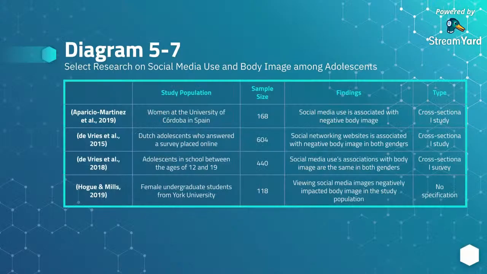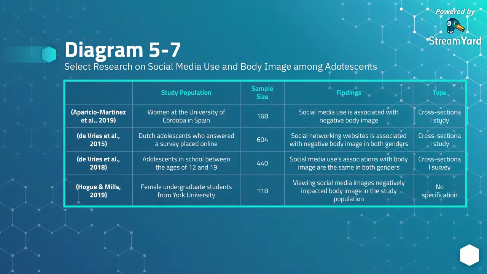So, here's the table again. These cross-sectional studies are smaller, just warning you. The first study analyzed women at a university in Spain, 168 women. And it found that social media use was associated with negative body image. The author said that the thin ideal is widespread.